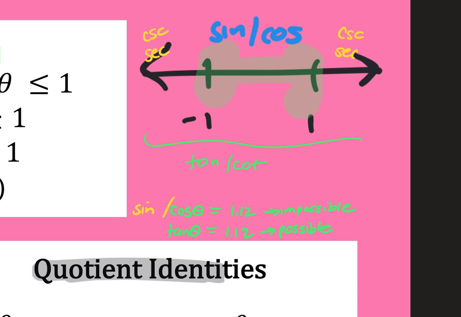So tangent and cot can be more than 1? Tangent and cotangent have no restriction. It could be anything at all. Positive, negative, 0, anything. Secant and cosecant can only be less than -1 or bigger than +1. So they can't be in between -1 and +1.